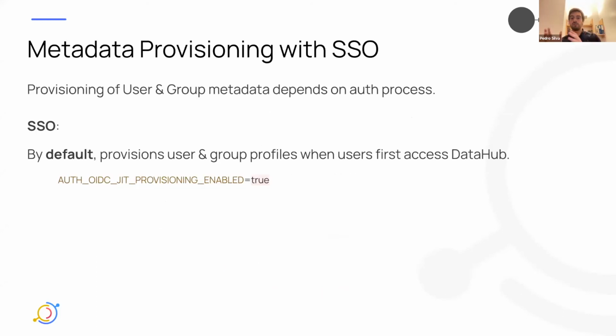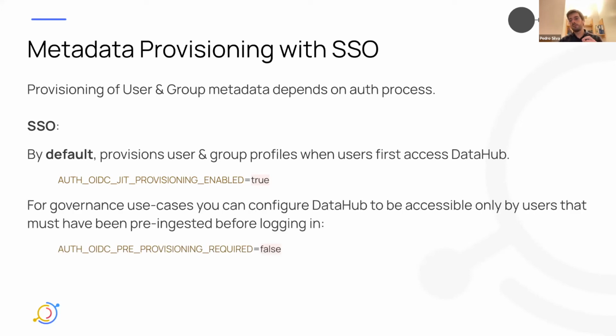Now, once you've matched it, if you've configured SSO, or by default SSO does this, there is automatic metadata provisioning. So I mentioned before that you could do the ingestion via the framework, but you can also do this on the fly when you log in, which is enabled by default, where we will try to provision user and group profiles when users first log in. And this can be something that you might not want, for example, for governance use cases, to only allow access to DataHub, to its UI and to its backend, for people who have been previously ingested in the past. And these are the environment variables that you need to look at.